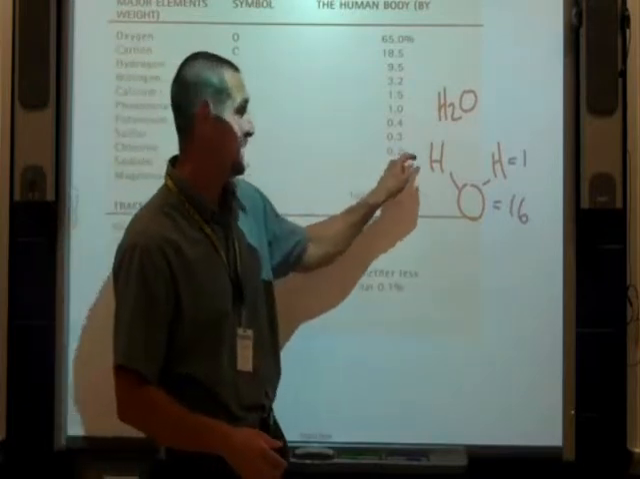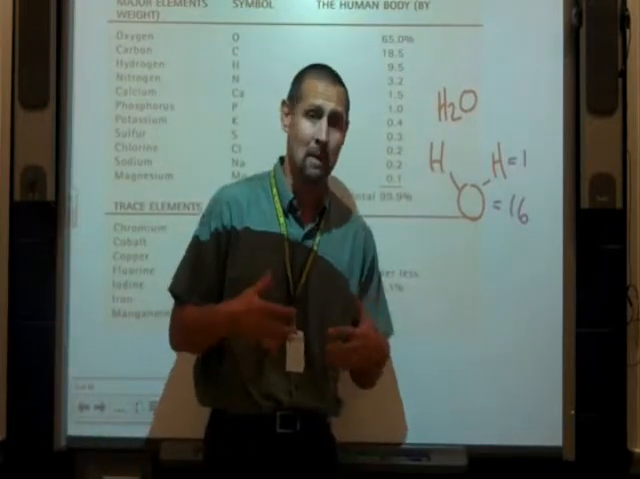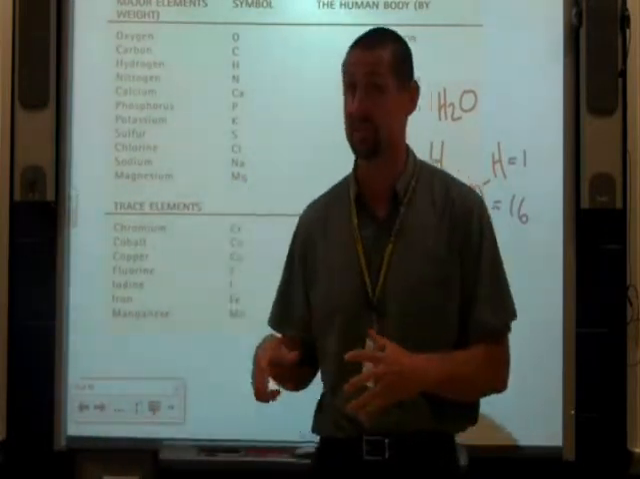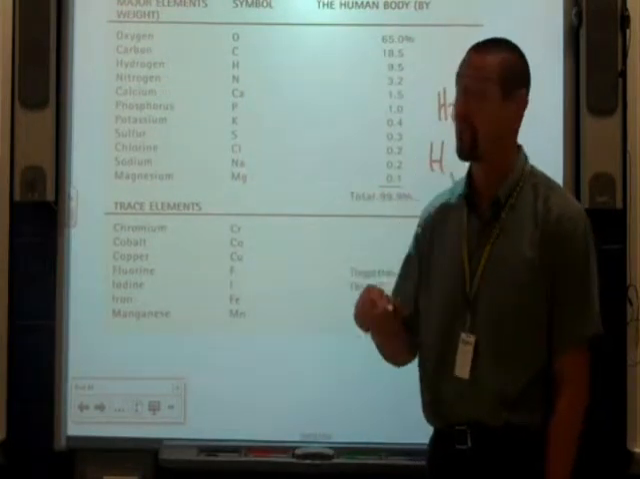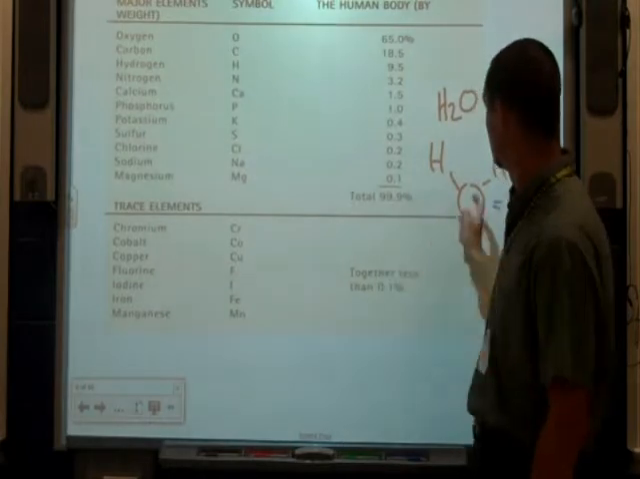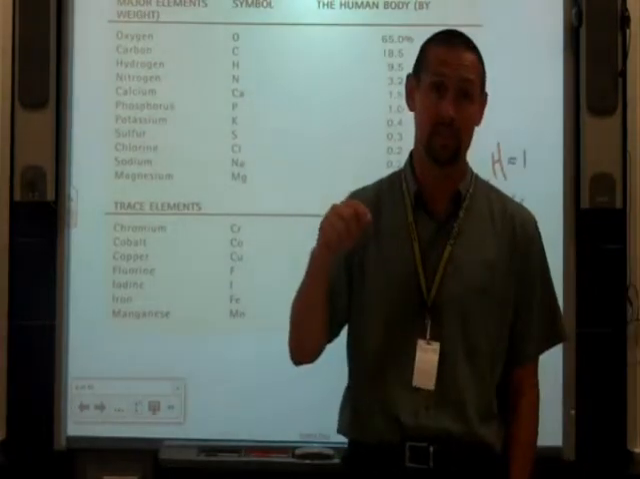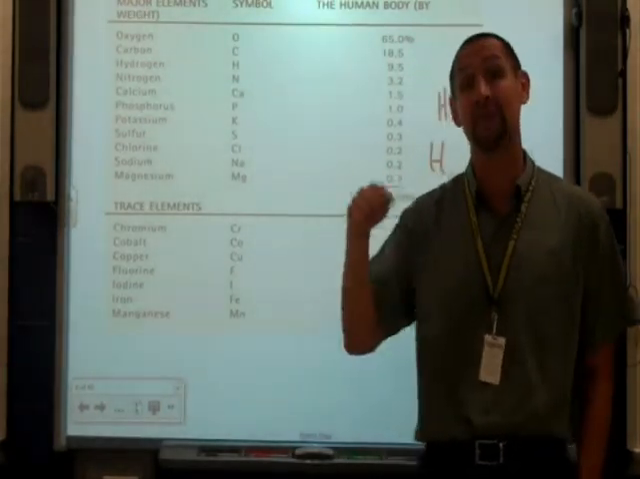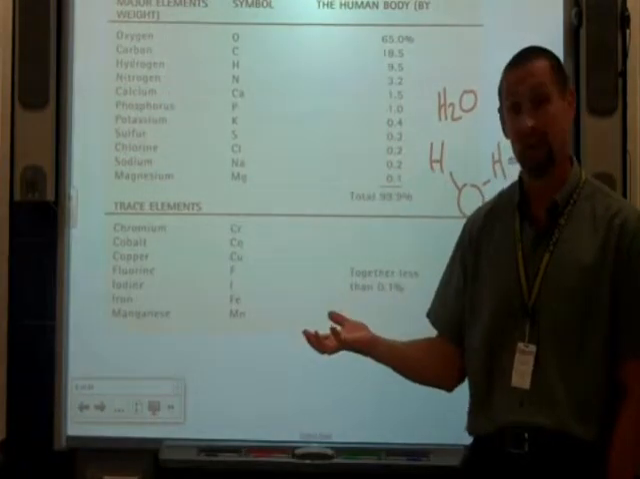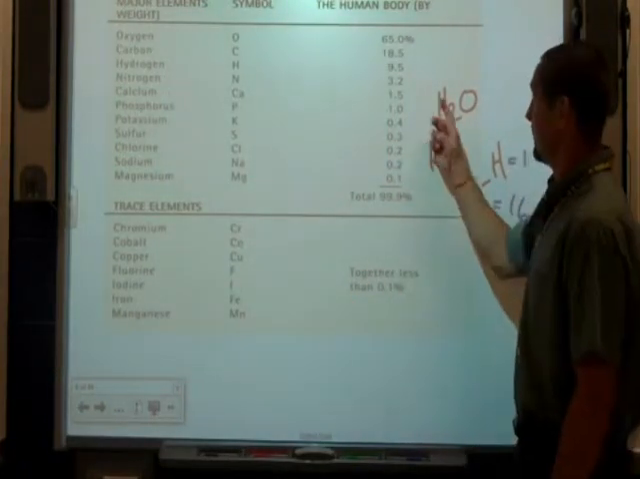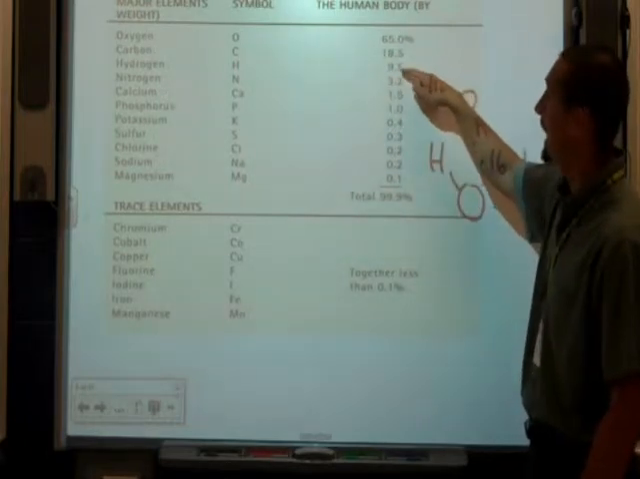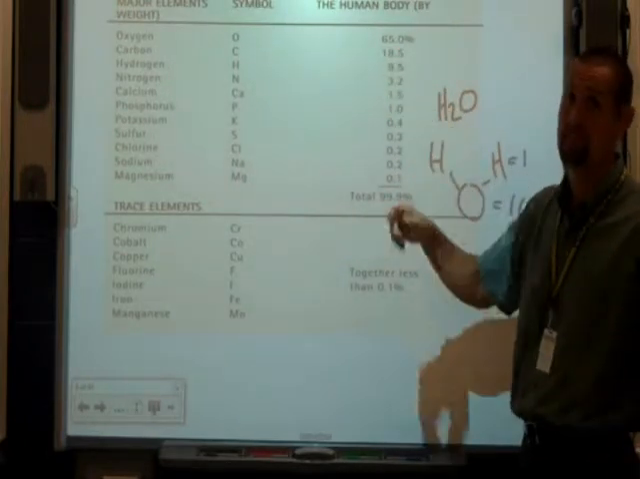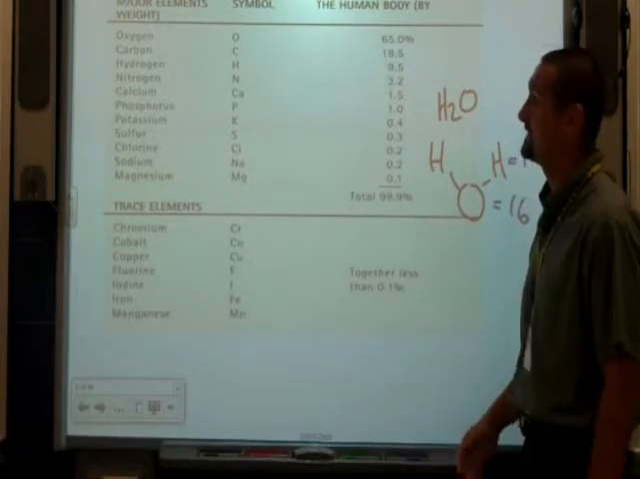So if I were to count the individual atoms, my body would have way more atoms of hydrogen. But when I'm looking at it by weight, each molecule or each atom of oxygen weighs 16 times as much as the hydrogen. So when looking at it by weight, oxygen way up there, whereas hydrogen, I have a lot of it, but it just doesn't weigh nearly as much.